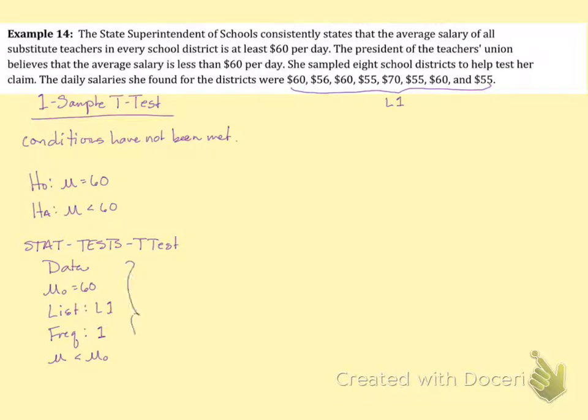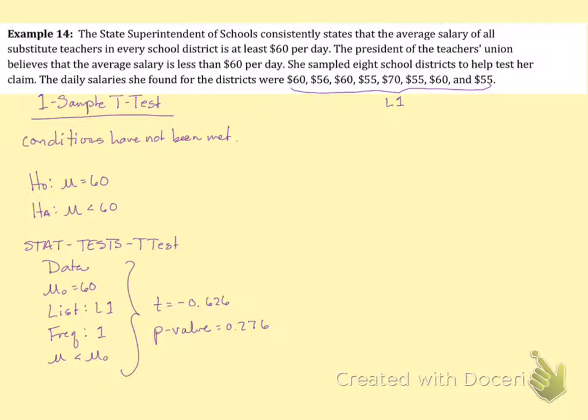When we do this, we have a test statistic of t equal to negative 0.626. That t-value is not unusual at all, giving us a very high p-value. We have a p-value of 0.276. So we have a 27% chance of observing this sample given that the average is $60 per day.